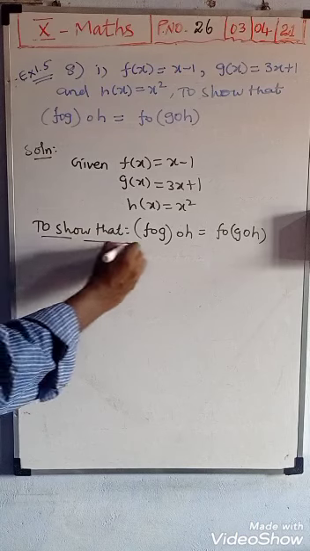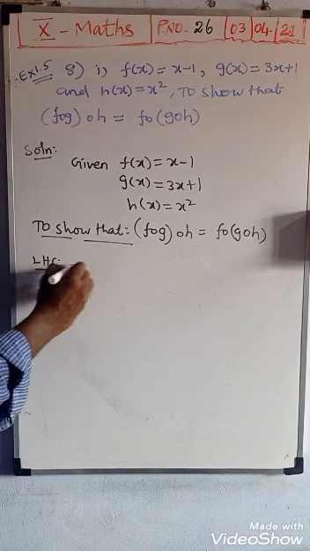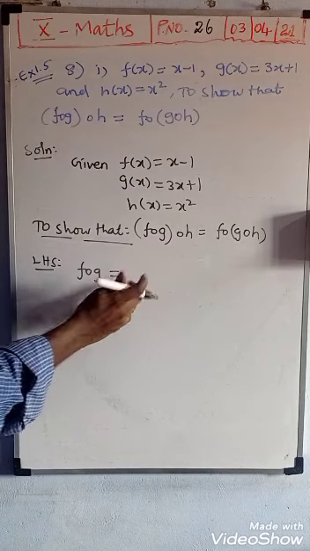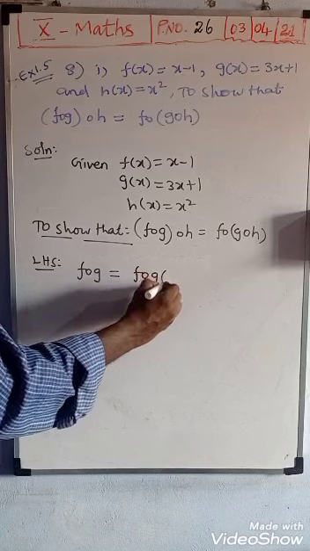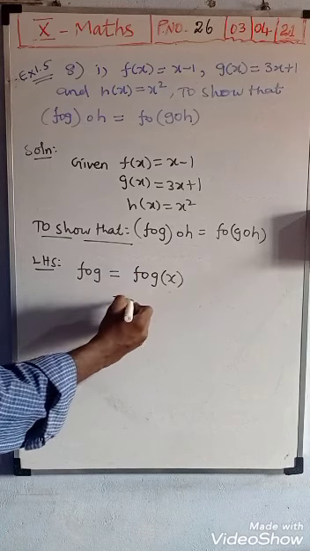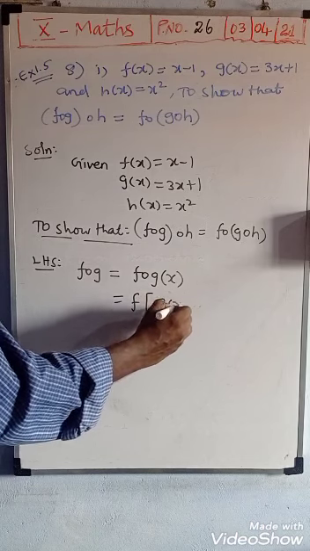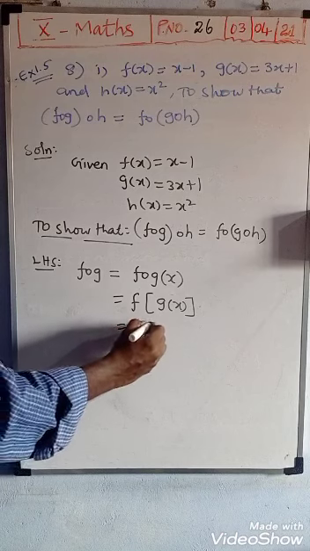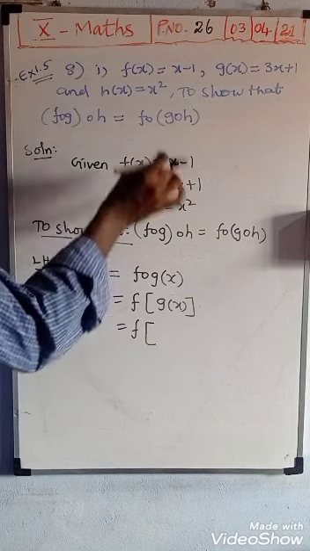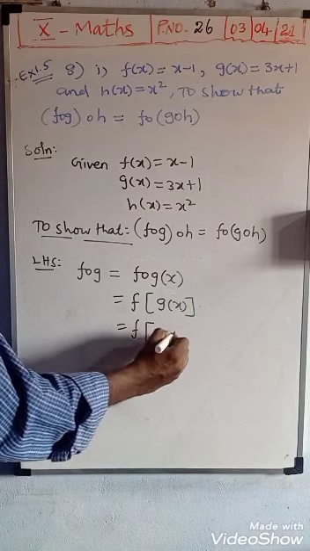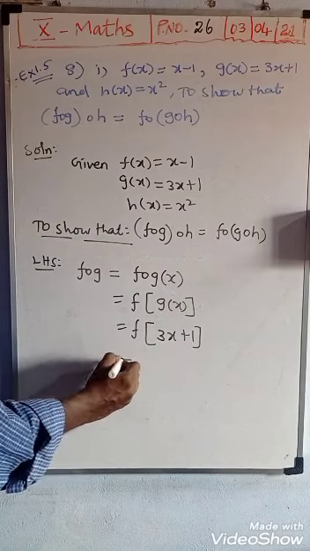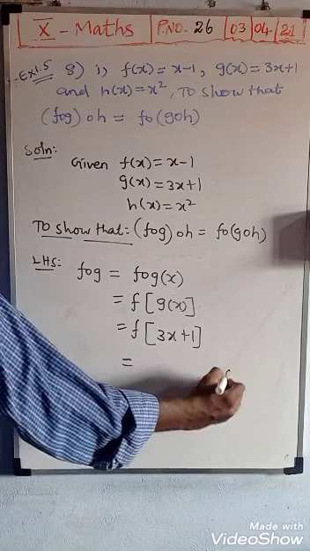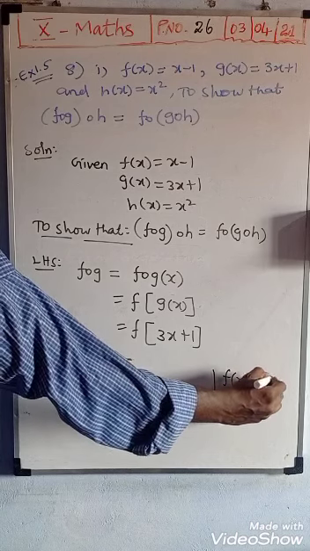Okay, first choose the LHS side. On the LHS side, first f composition g we want to find. Okay, f composition g of x we can write as f of g of x. So usually how we are finding is the same only. So now f of, instead of g of x, we have 3x plus 1. So f of 3x plus 1. Then this 3x plus 1 we want to substitute in function f. So already the function f of x you know, f of x is x minus 1.